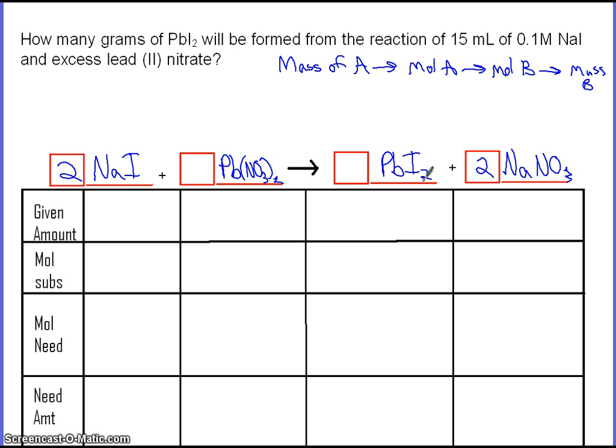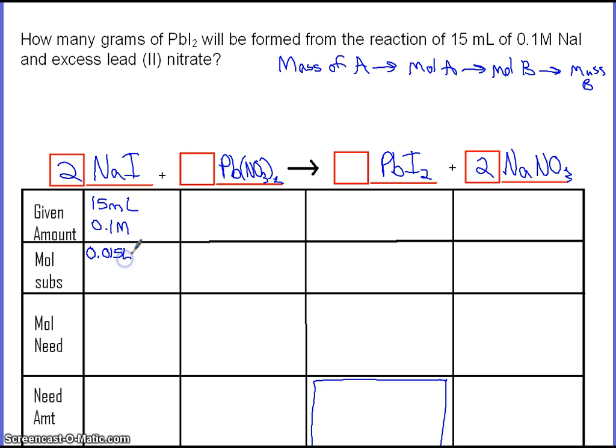Now I look at my problem. What are my given amounts? I was given 15 milliliters of 0.1 molar NaI. And I suppose I don't need to write it in there because it's already in that column. And then I look at, well, what do I need? I need to find out the mass of lead iodide, so eventually I want to get here. Okay, so the first thing I need to do is figure out how many moles of this given substance I'm starting with.